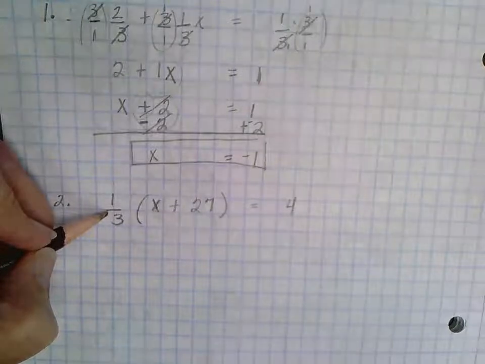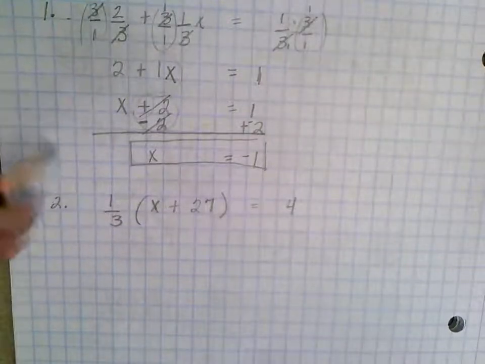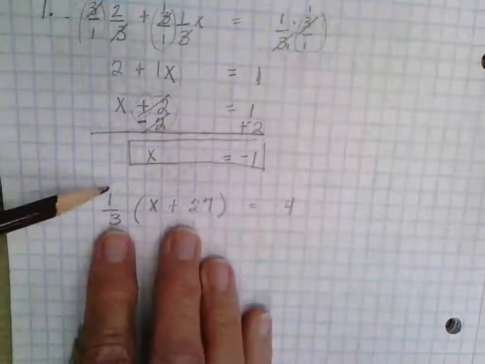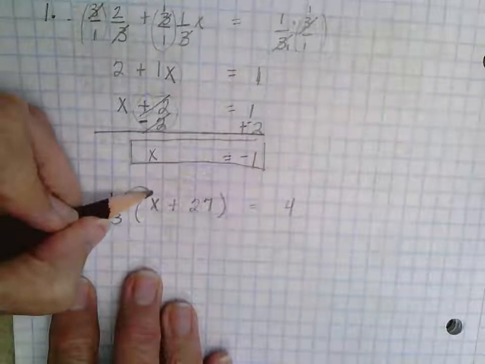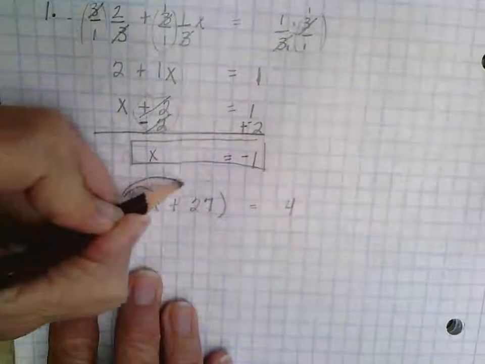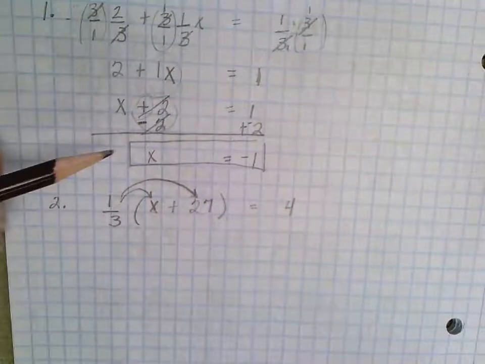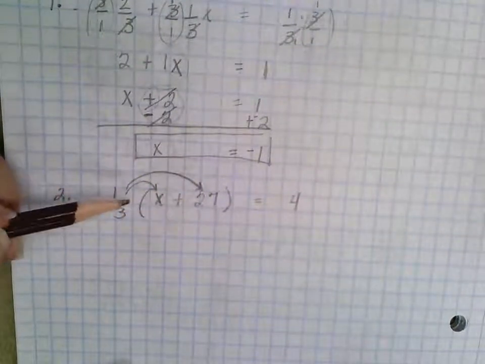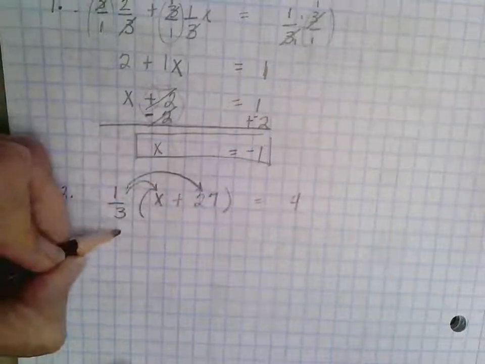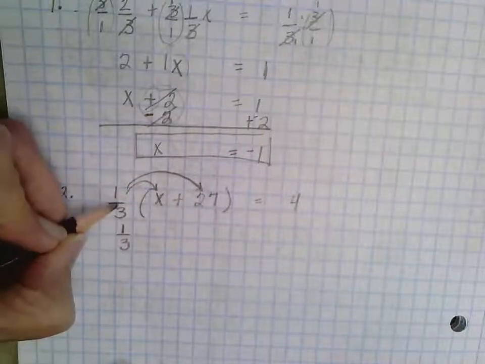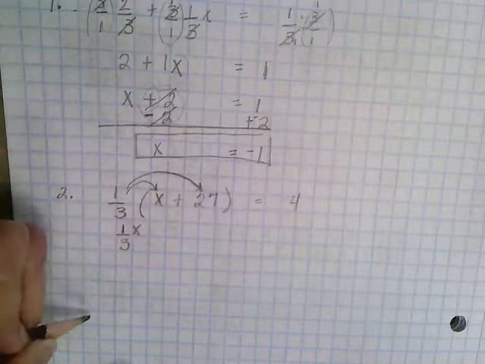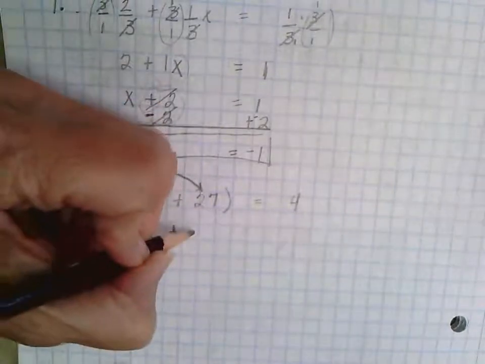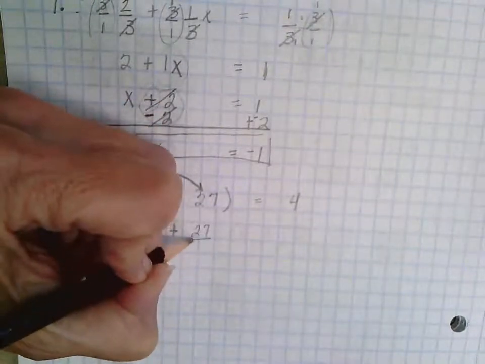When this occurs, there's 2 ways to do it, and I'm going to show you both ways, one over here and one over here. The first way I'm going to do it is I'm going to distribute the fraction through the parentheses and multiply each part within the parentheses by the fraction. So I'm going to get 1/3 times x is 1/3 x plus 1/3 times 27 is 27/3.